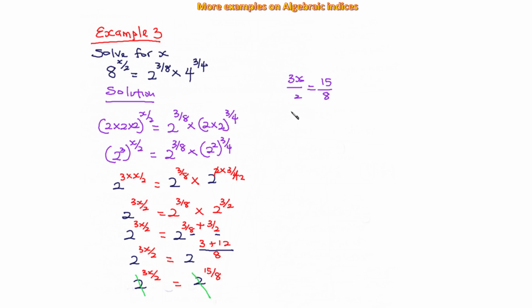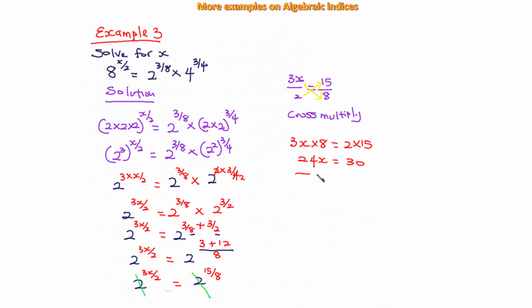Now you cross multiply. I told you the other time, how do we cross multiply? The numerator will multiply the denominator. The denominator will multiply the numerator. Now, what do you have? We have 3x times 8 is equal to 2 times 15. That's 24x is equal to 30.